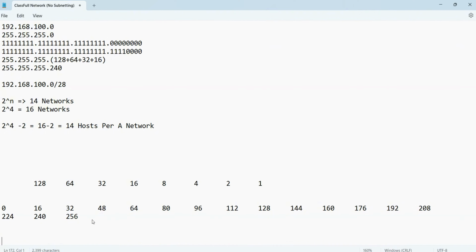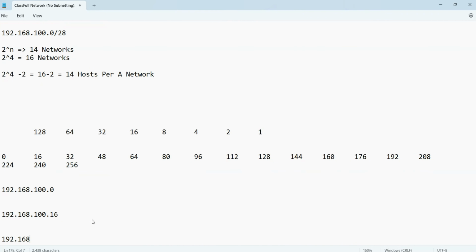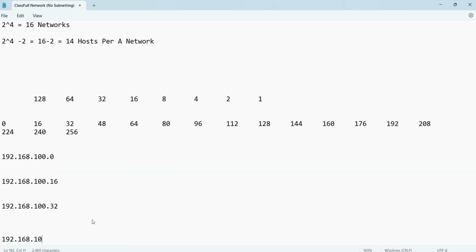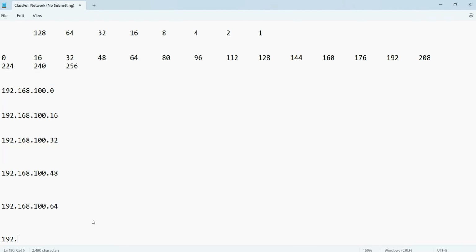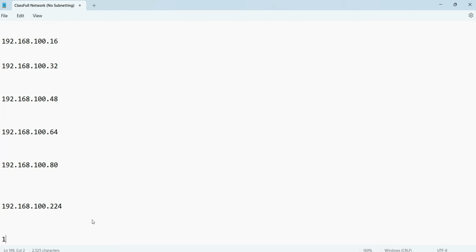Okay, the first three octets don't actually change. We can never mess with them because that's from the network portion. So 100.0 is my first network. Then 100.16 is my second network. You see this? Then 100.32 is my third network. Then 100.48 is the fourth network. And then 100.64, see what I'm doing? Only the last octet is the one that I'm actually modifying. Then 80 eventually is going to reach what? 100.224. And the last network is 100.